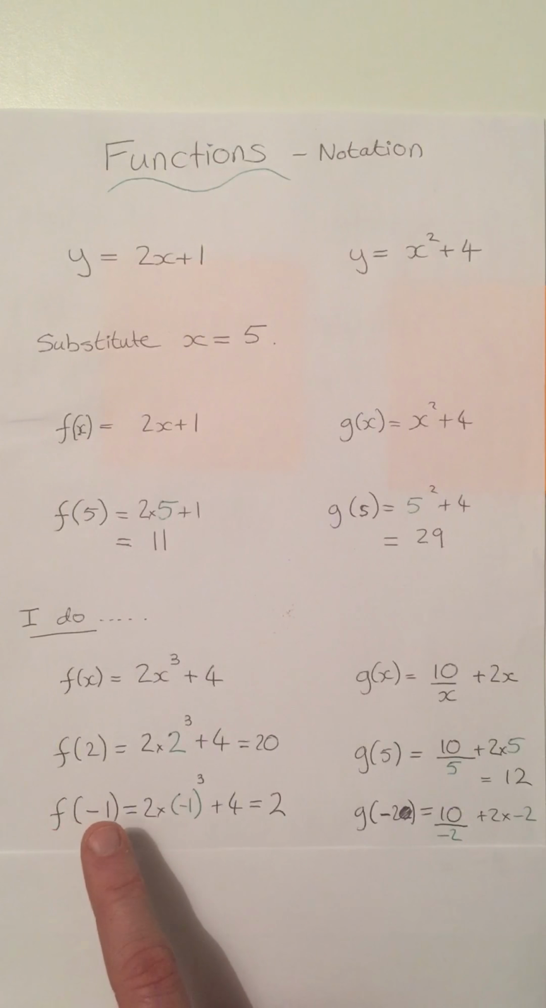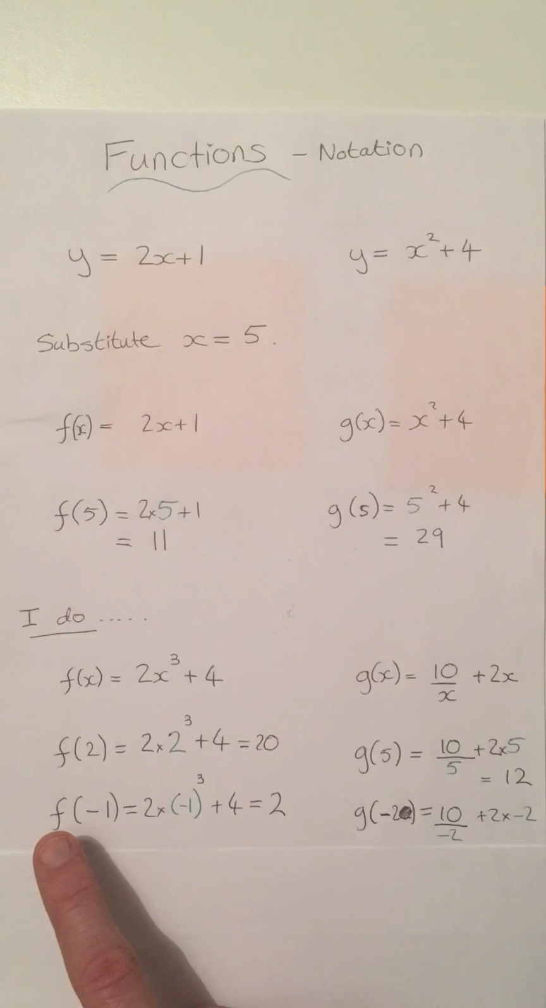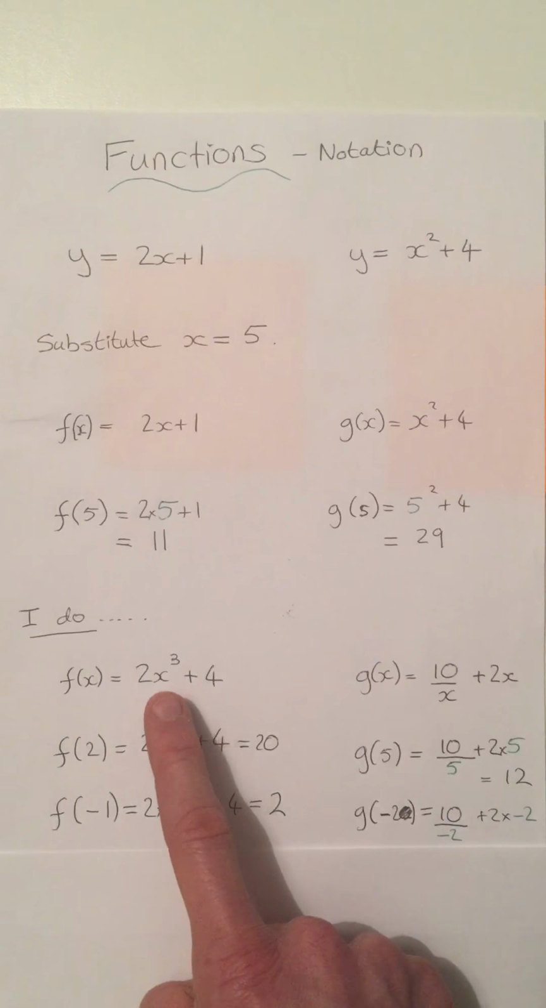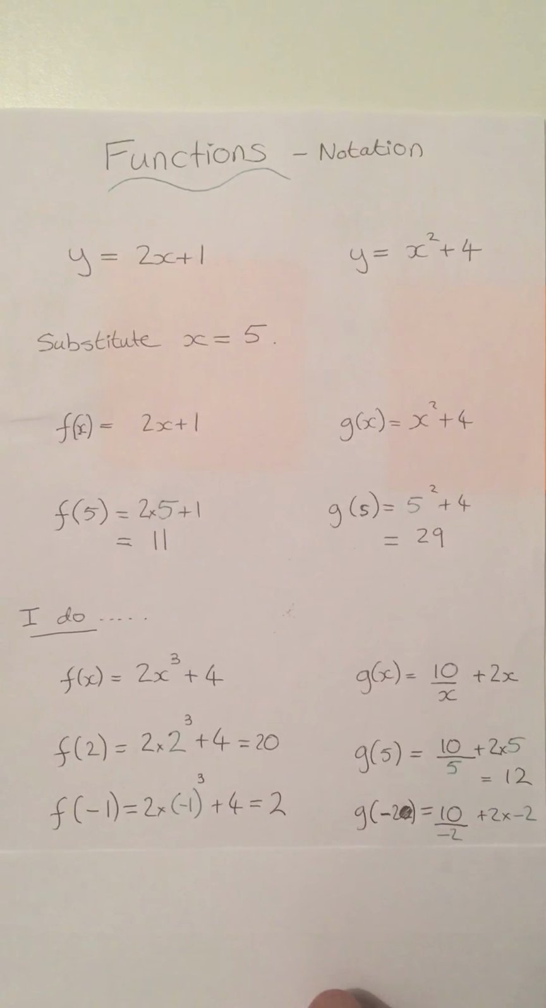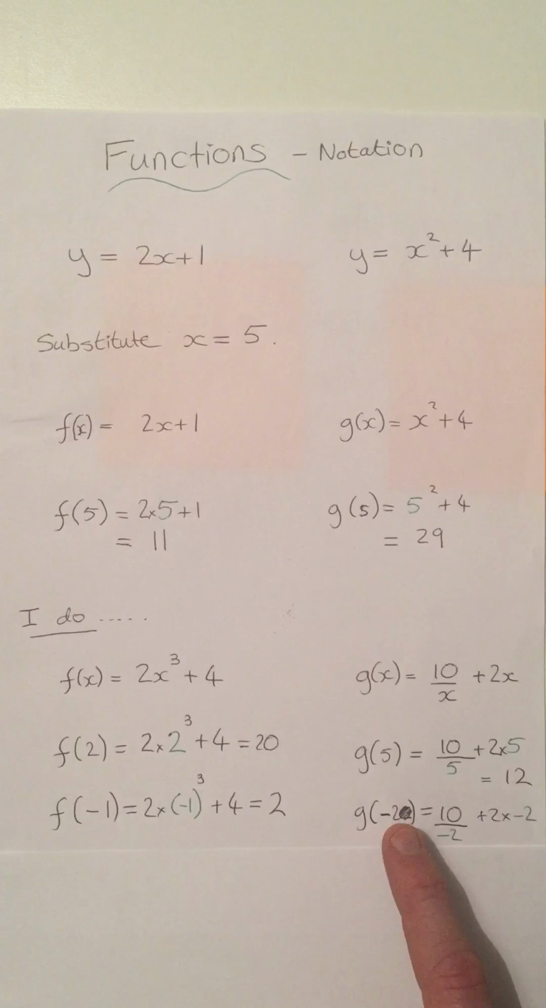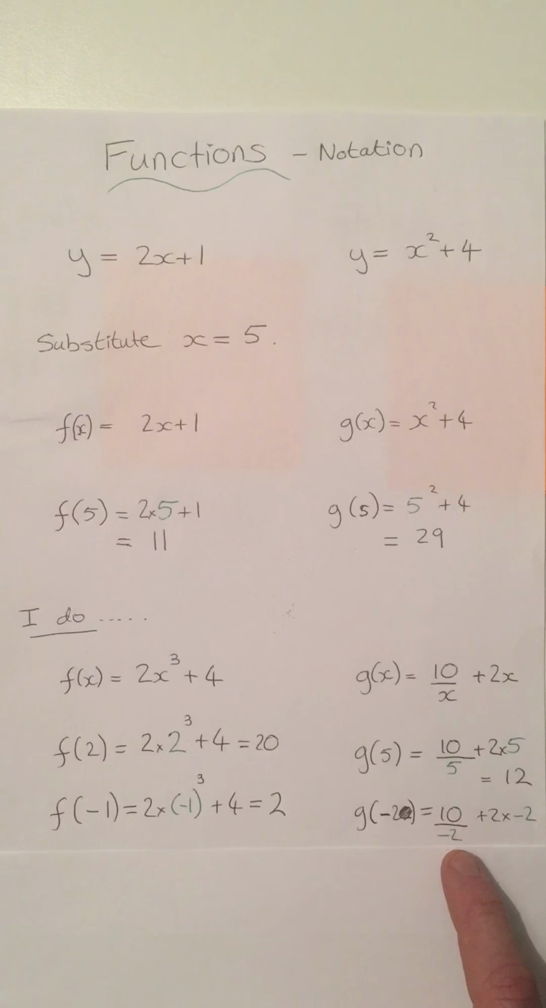If I said f of minus 1, that's telling me to substitute minus 1 into the f function. So minus 1 cubed is minus 1 times minus 1 times minus 1, which is minus 1. Times 2 is minus 2, plus the 4 is 2. G of minus 2, that's telling me to substitute minus 2 into the g function. So 10 divided by minus 2 is minus 5. 2 times minus 2 is minus 4. And minus 5 plus minus 4 is minus 9.